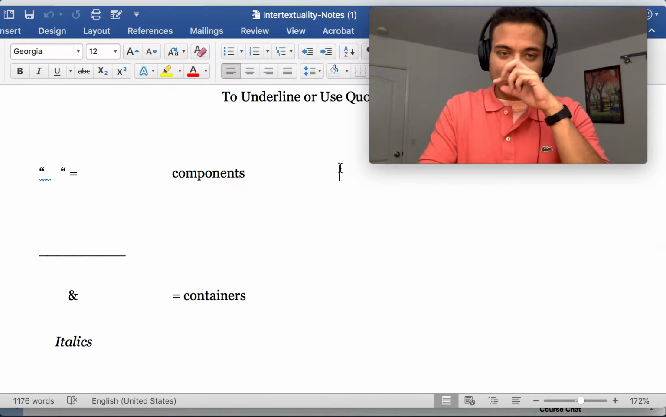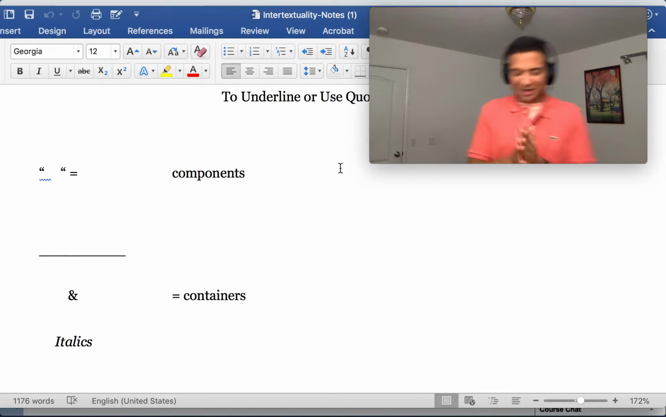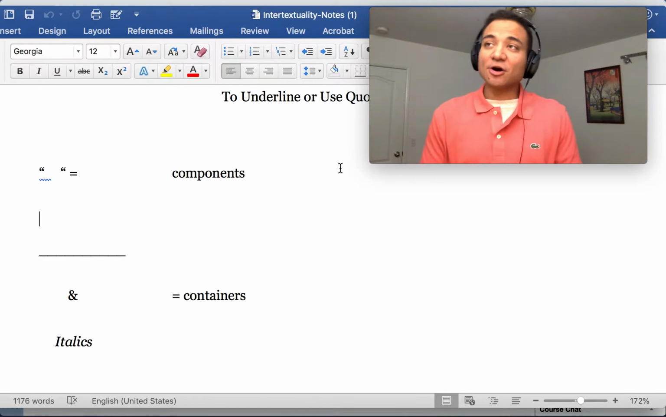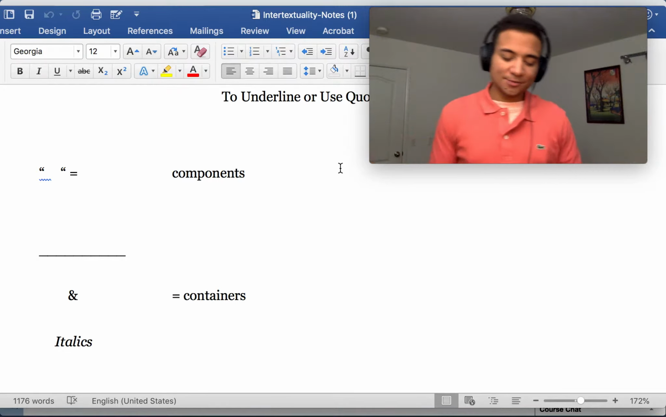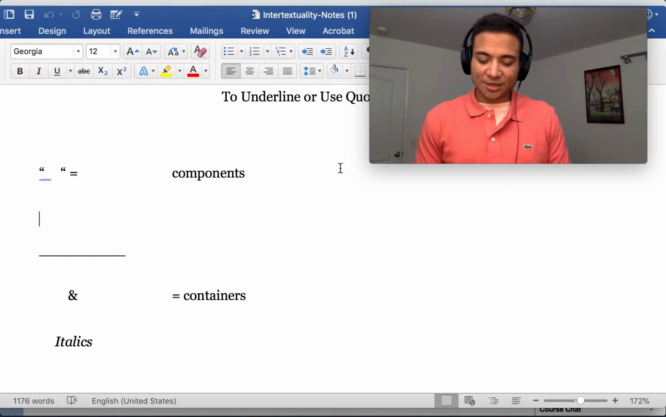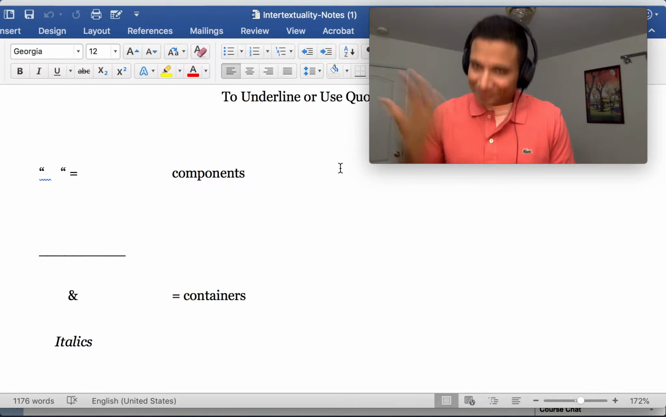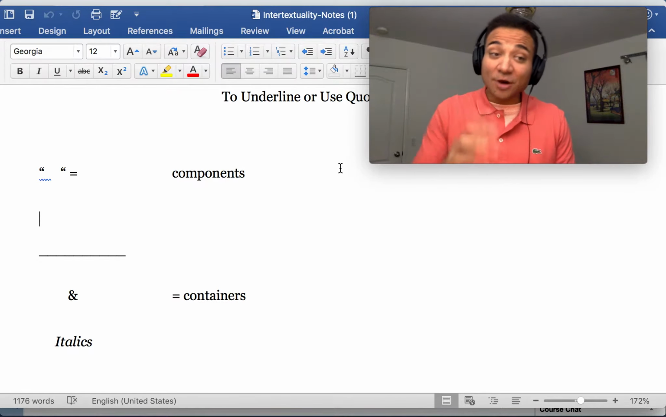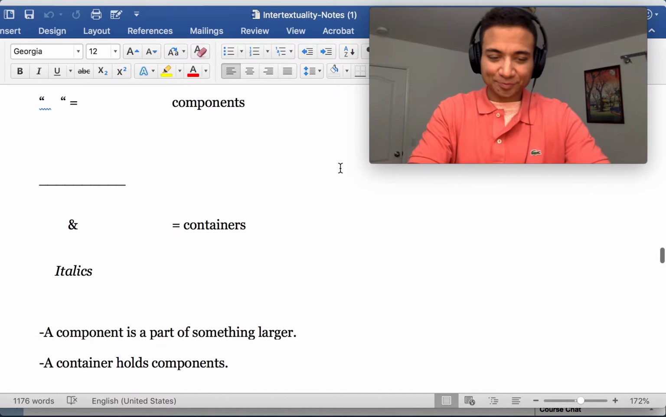What about articles? You might be like, okay, I'm not sure, Mr. Godoy. Well, the thing about articles is that they are housed within larger publications. Articles are housed within journals, or magazines, or newspapers, or websites. So they are considered components. So you put articles in quotation marks.